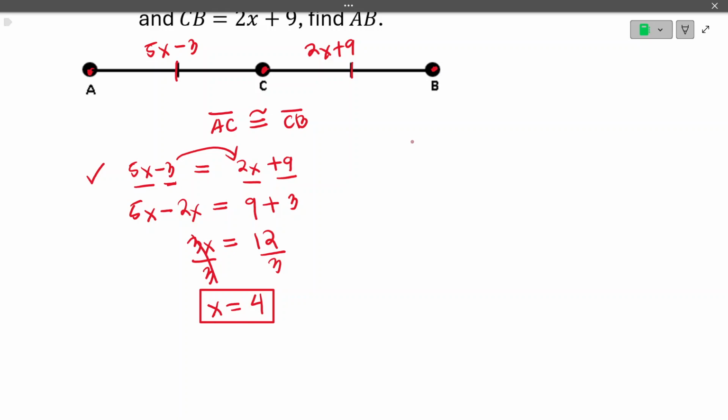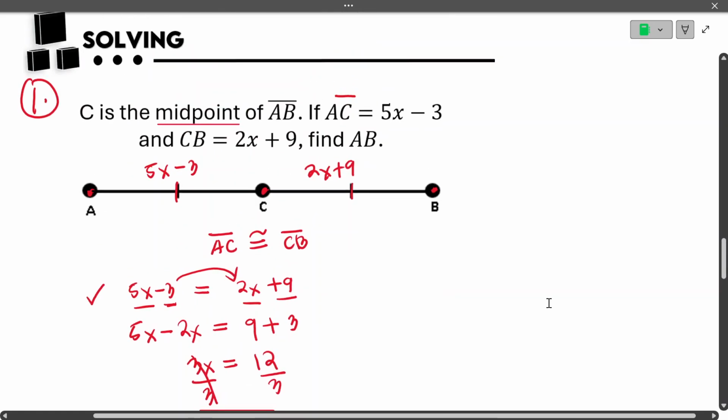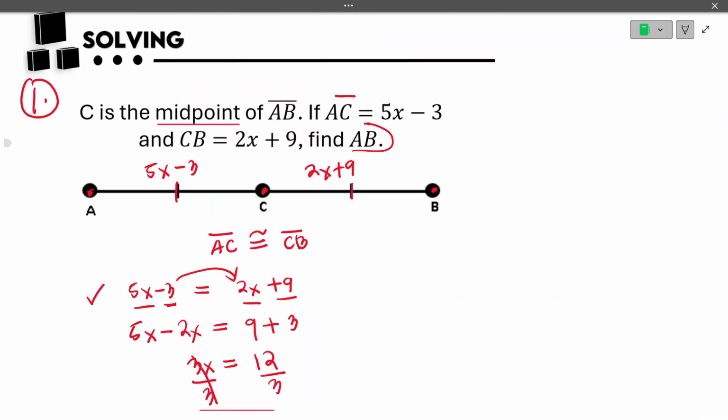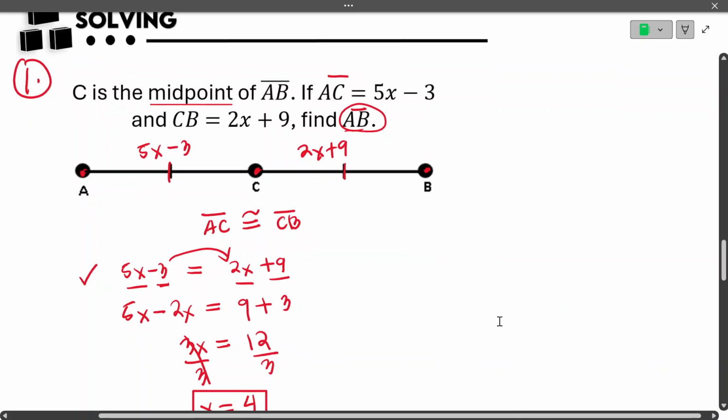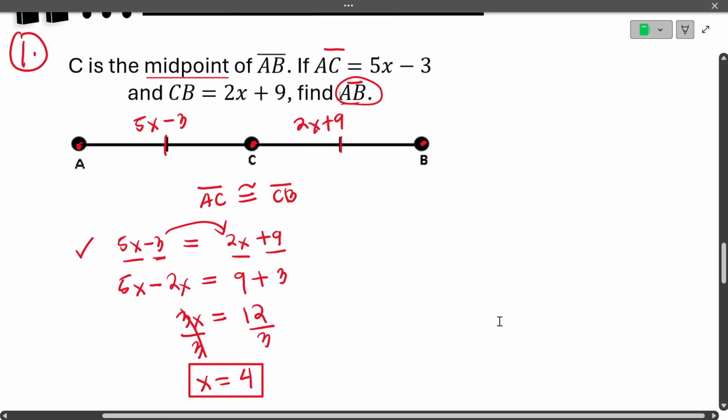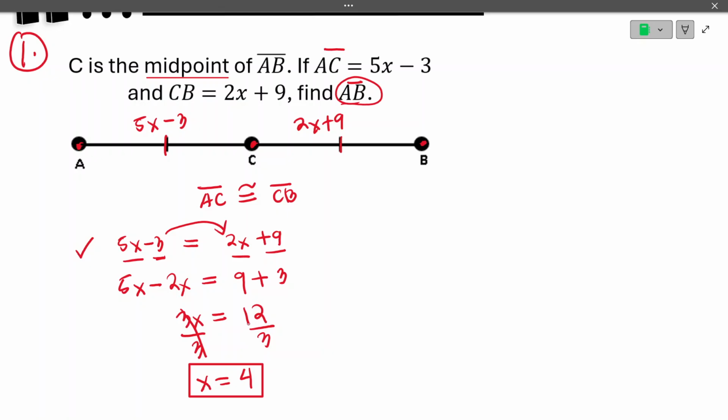Now, after having the x, we can substitute x to 4. What's the question pala? The question here is to find the line segment AB, so the entire length of this line. But as you can see, we have expressions. So we first have to obtain the value of x, and after having the value of x, we can now substitute x to each of these given expressions.